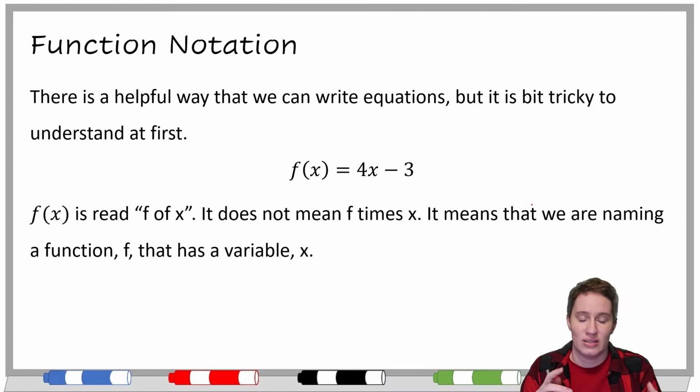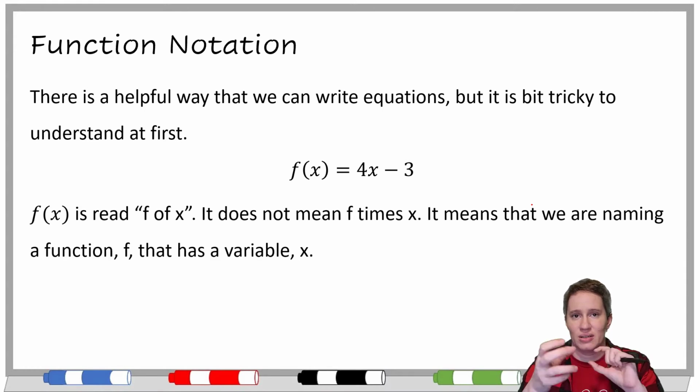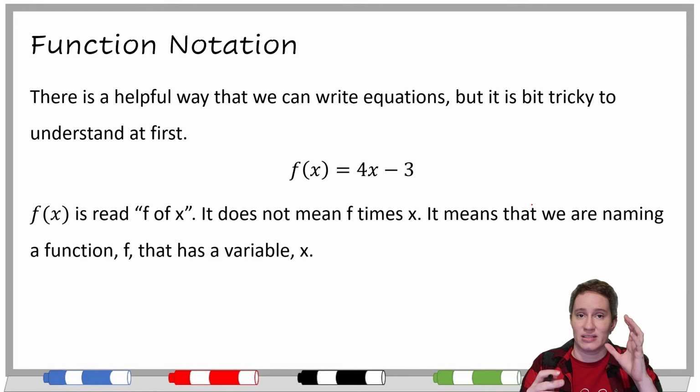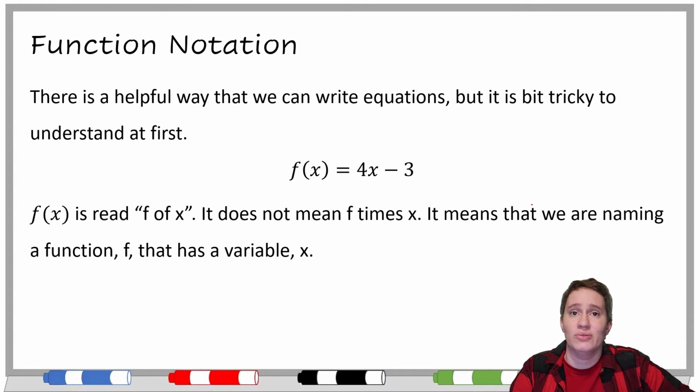So it's not multiplication. You read it f of x, which is ironic because of means multiply in math, but we just say f of x equals blah, blah, blah. And it's not multiplication, so we don't divide by f or divide by x. You can't separate those two things in a way of trying to manipulate the equation. It's almost like f of x is together a single thing. Now, here's how we use it.